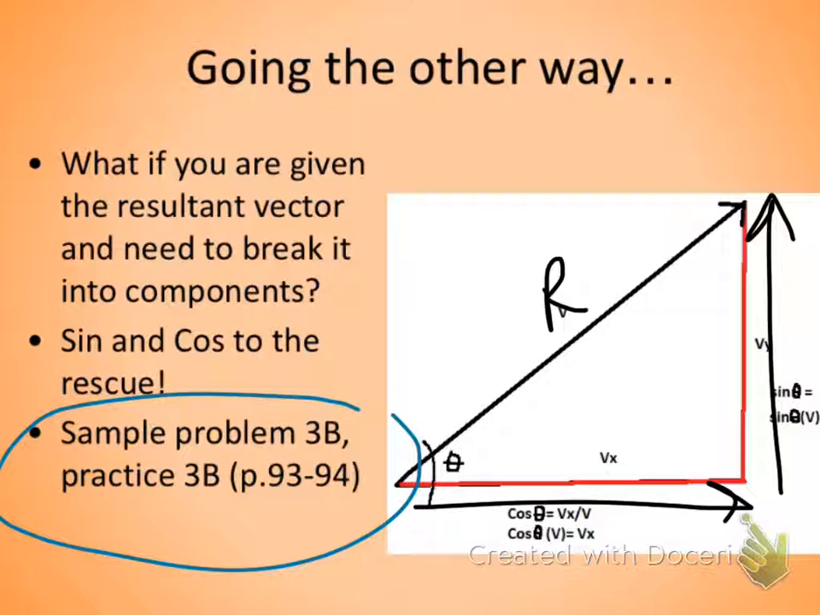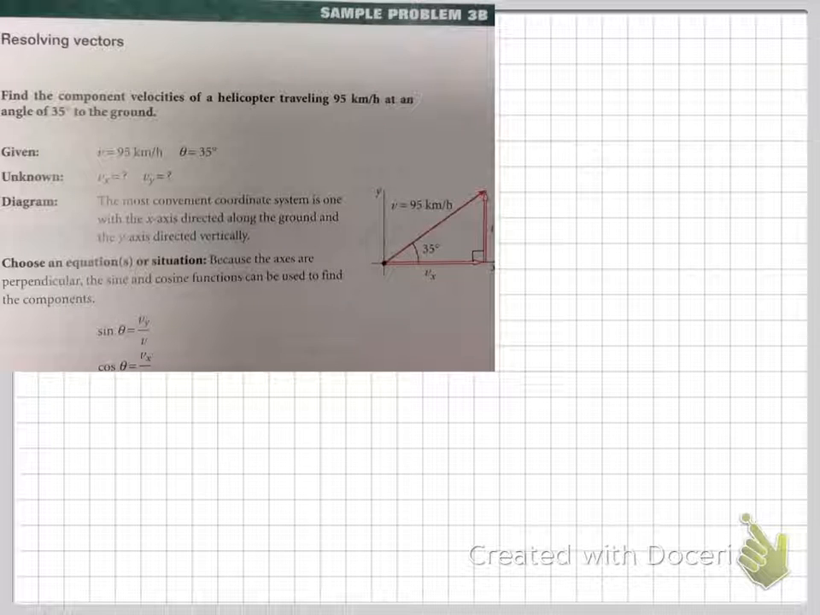So this is on page 93, and then I'm going to cut you loose to work on some homework. Okay, so this is nice because it gives us an example of using vector resolution to work with something that's not a displacement. So we're to find the component velocities of a helicopter traveling at 95 kilometers per hour at an angle of 35 degrees to the ground.